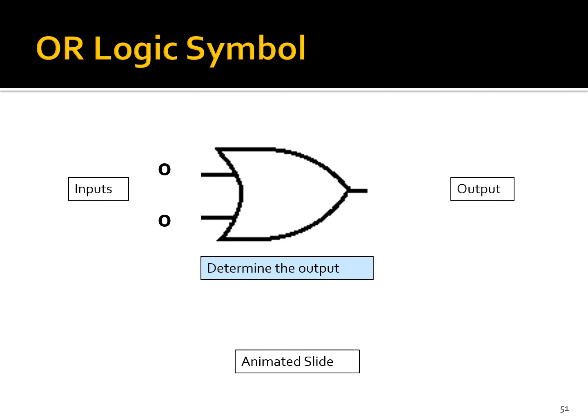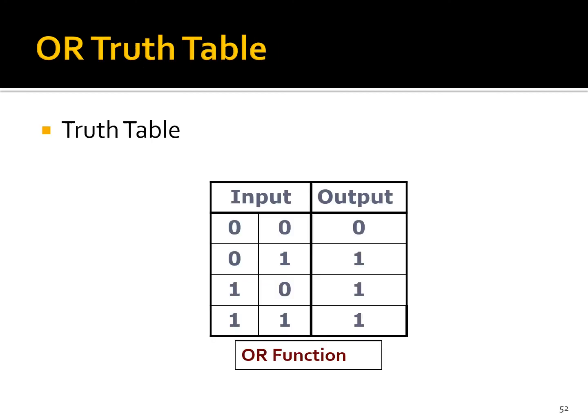Here I have 0 and 0 as my inputs, so my output for this is going to be a 0. And here is my truth table for an OR gate. You can see that it looks very different from the AND gate, because in this case, the only combination that gives me a 0 output is if both the inputs are 0. If either input is 1, I have a 1, and if both inputs are 1, I have a 1 as an output.